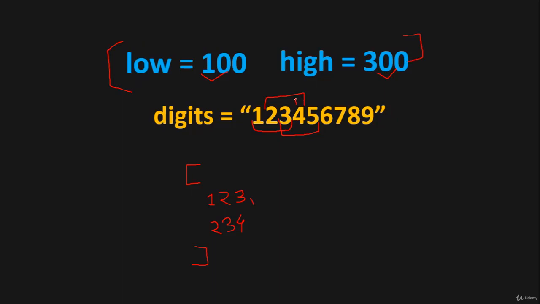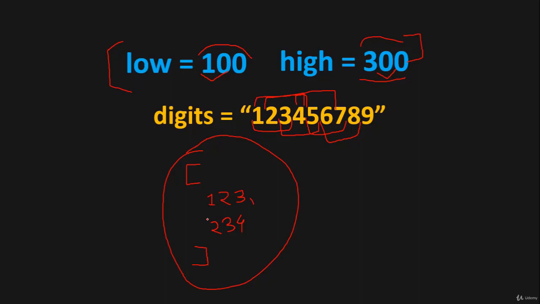If we choose 4 5 6 or 5 6 7 or 6 7 8, we see that those are all greater than 300. So that is not in the range of low and high. At the end, we'll return this list. Also, we might have sequential digits of longer lengths, like 4 5 6 7 8 9. Here our goal is to find the sequential digits in the range 100 to 300, and we see we have these two sequential digits, 1 2 3 and 2 3 4.